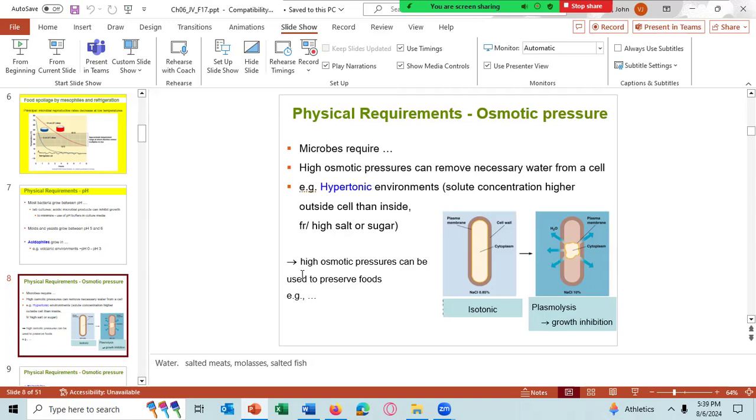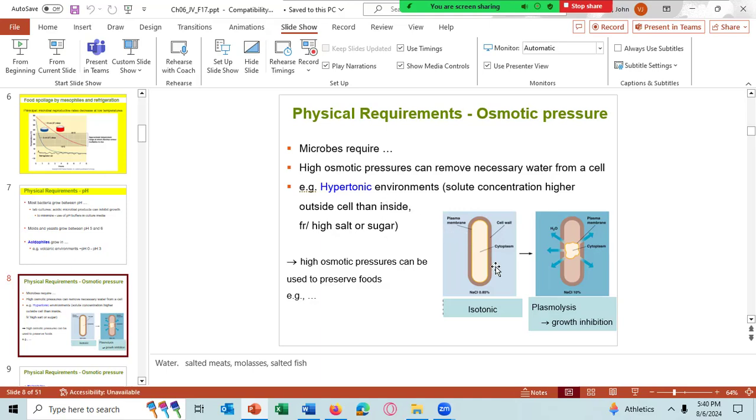Cells have physical requirements for growth. One is osmotic pressure. Microbes require a certain amount of water in order to grow. If the cell is under high osmotic pressure, this will remove the water necessary from a cell, so the cell cannot grow. And in fact, the cell, depending on what type of cell it is, could die from high osmotic pressure. A hypertonic environment, where the solute concentration is higher outside the cell than inside the cell, such as an environment with high salt or high sugar, will prevent the cell's growth.